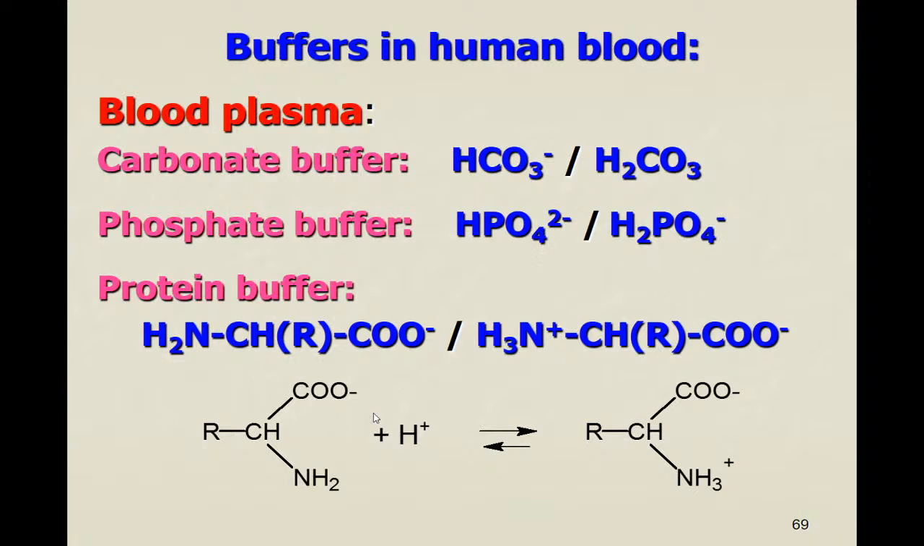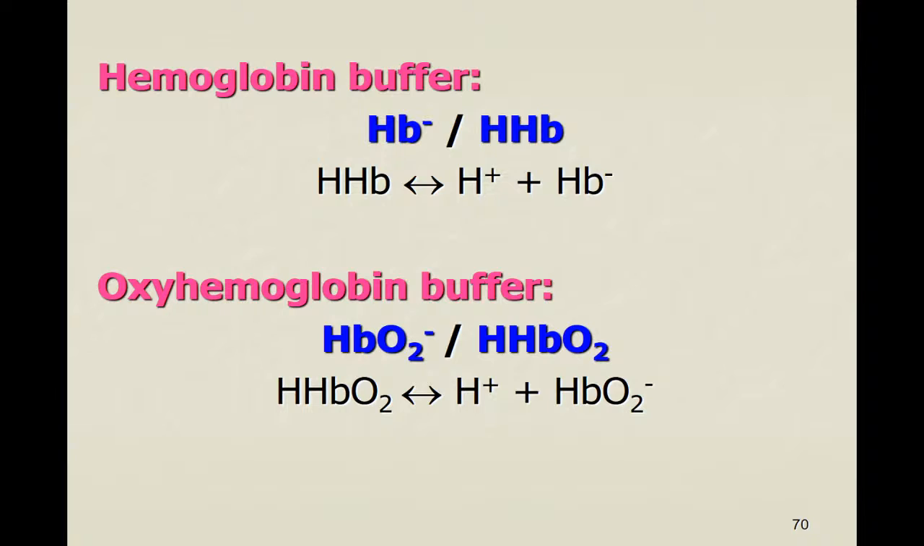And the third in importance is the protein buffer. What's important to understand here? In blood plasma there are no red blood cells. But when we deal with whole blood, the major buffer solution is the hemoglobin buffer, the one inside the blood cells. Hemoglobin, oxyhemoglobin buffer, it's approximately the same thing.